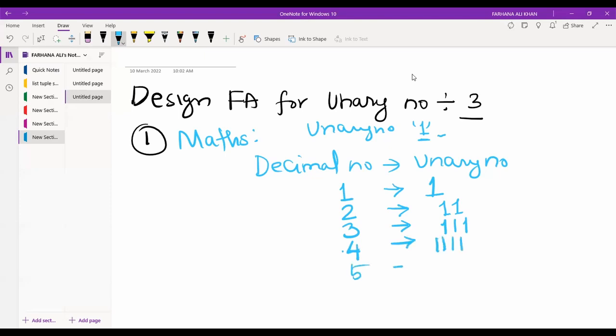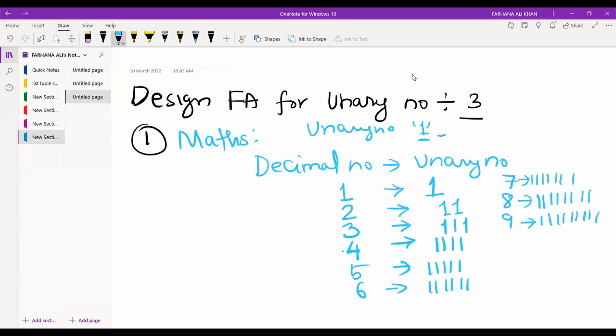For 5, there will be 5 occurrences of 1. For 6, there will be 6 occurrences of 1. For 7, there will be 7 occurrences of 1. For 8, there will be 8 occurrences of 1. For 9, there will be 9 occurrences of 1. And 10 number we are not considering because we had considered decimal number. Decimal numbers is having the basic units, basic symbols from 0 to 9. That's why we are not going to consider it.